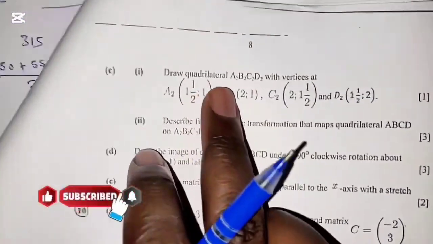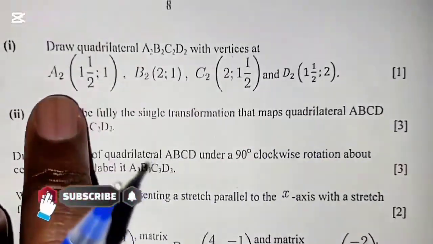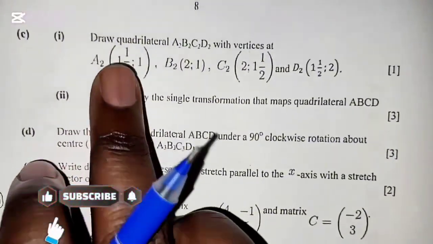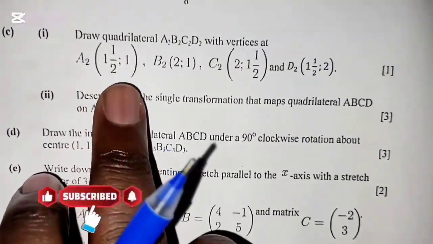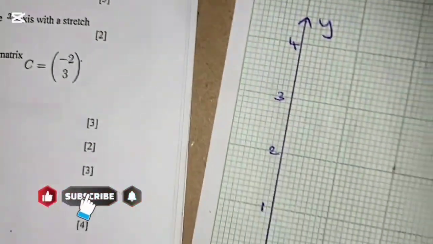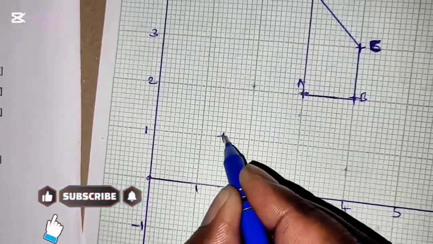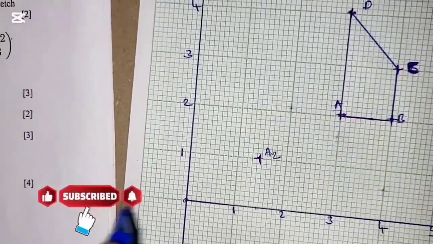Let's go to the other parts, right? So draw a quadrilateral A2, B2, C2, D2 with vertices at A2, that's 1.5 and 1. So 1.5, right, and 1. So that's here. That's A2.